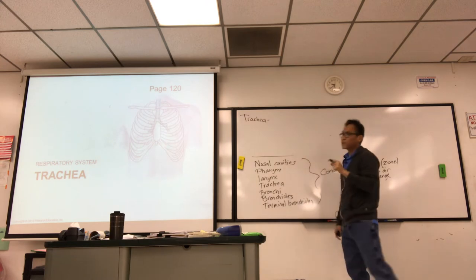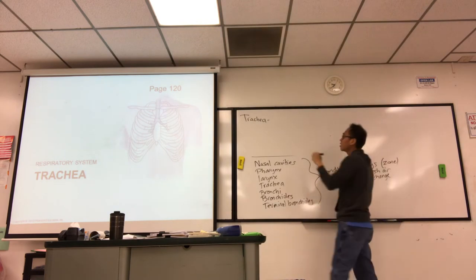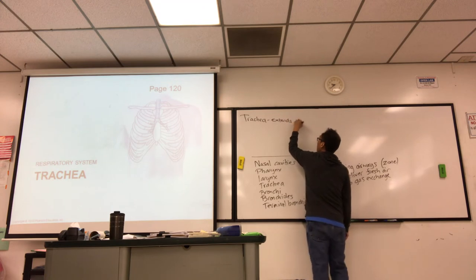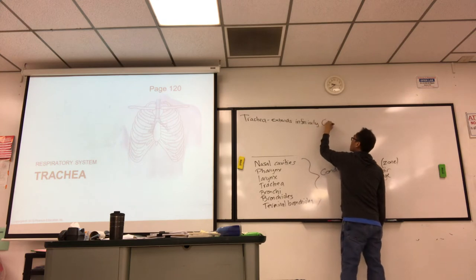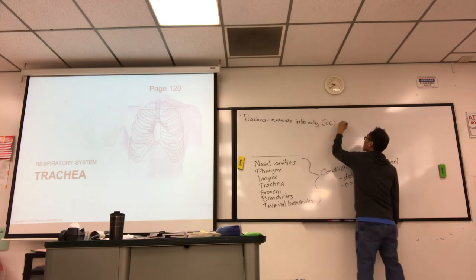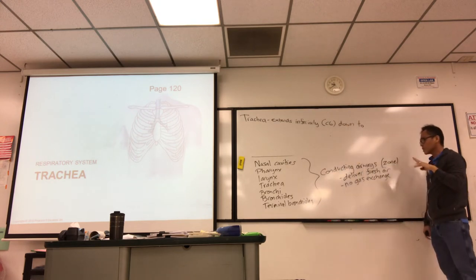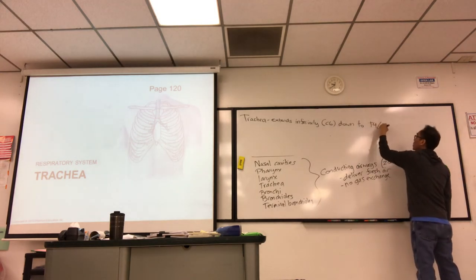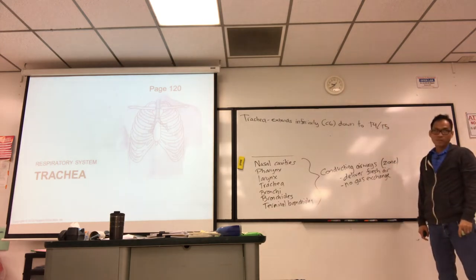It begins inferior to the larynx. That's at about the level of the C6 vertebra. It extends inferiorly down to around the level of the T4 or T5 vertebra. If you look at the picture, it's right by your sternal angle. That's the angle between the manubrium and the body of the sternum.